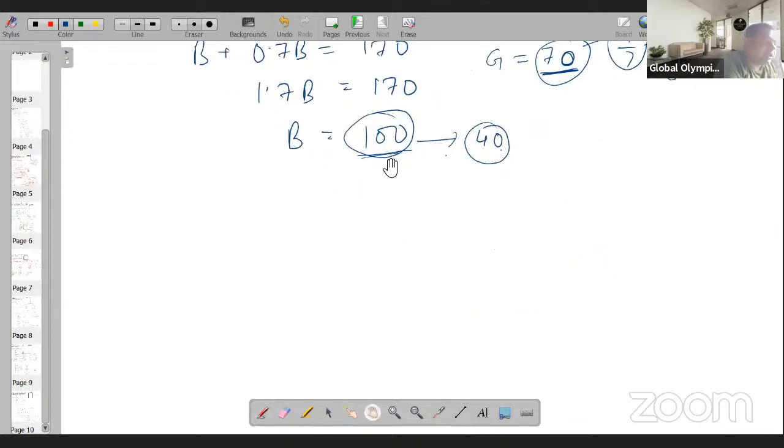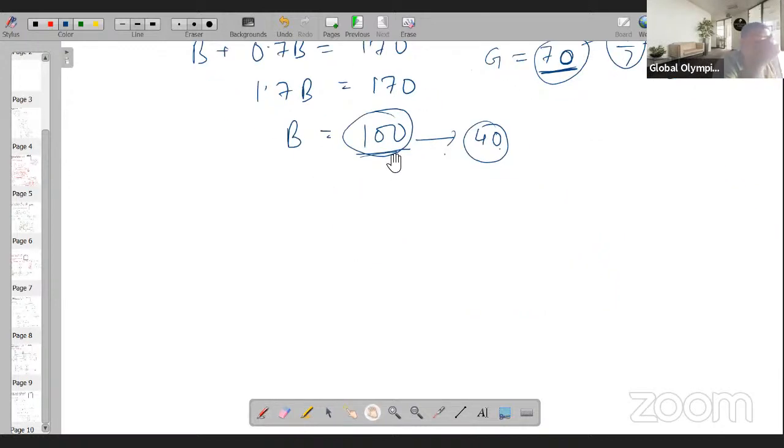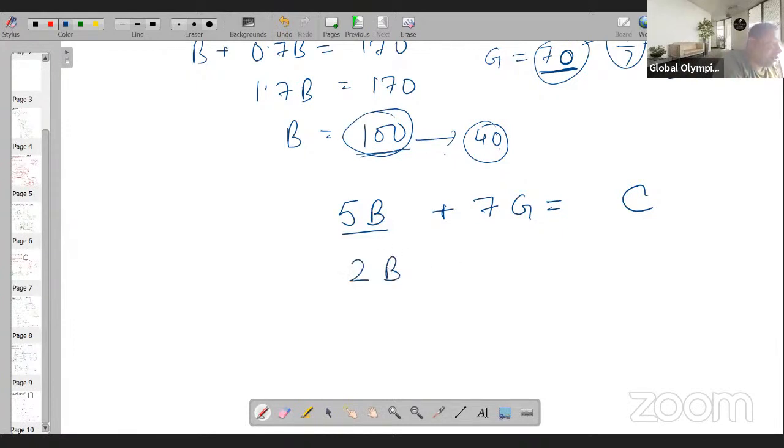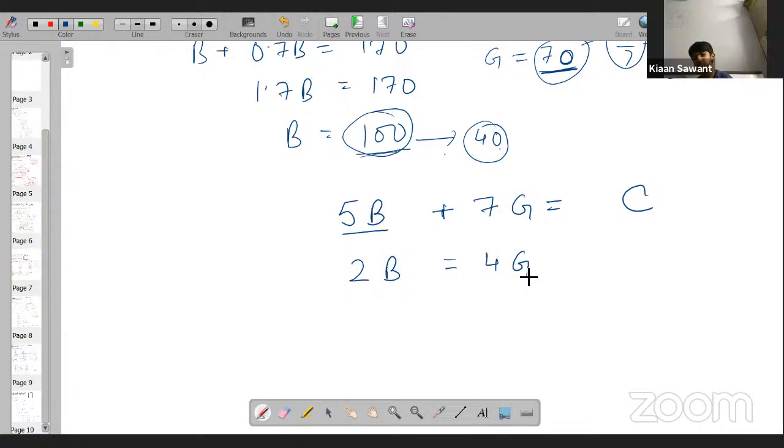Now let's look at this. Can we think about it in a different way? Let's say the boys are 5 parts, plus 7 parts girls. This is your entire class, okay? And then we are saying that 2 boys is equal to 4 girls, correct? Okay. Understood or not, right? Yes. So let's do one thing now.